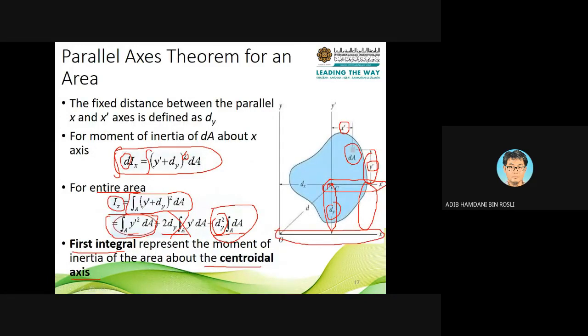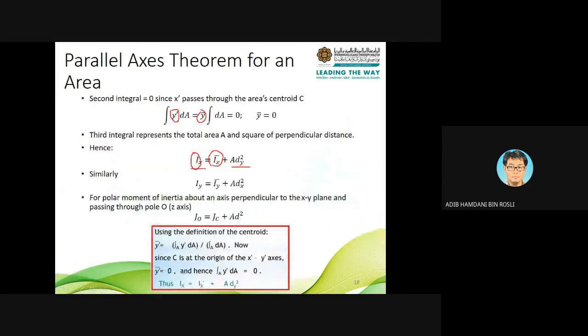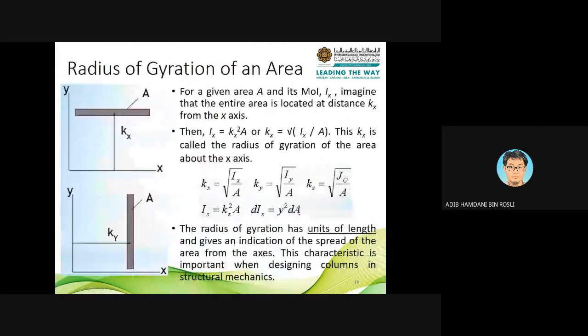You want to find the moment of inertia about the x-axis. Similarly, if you want to find the moment of inertia about the y-axis, you do Iy prime plus A dx squared. And if you want to find the polar moment of inertia, it will be Jc plus A d squared. Okay, this is 10.2.